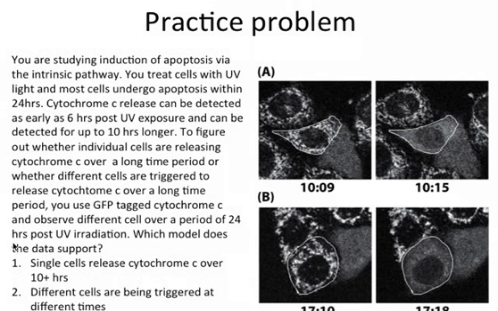So which model does this data support? A single cell is releasing cytochrome C over 10 or more hours, or different cells are being triggered at different times. So you guys can talk amongst yourselves about this, and then we'll go over it.